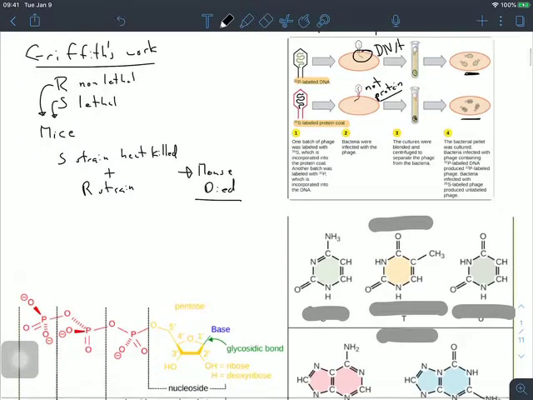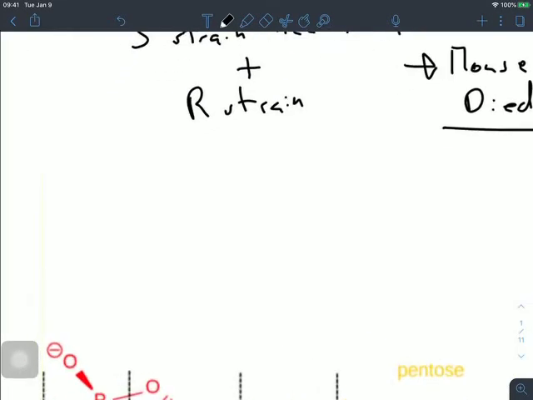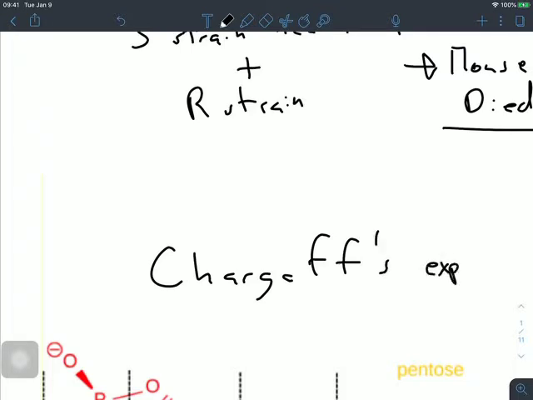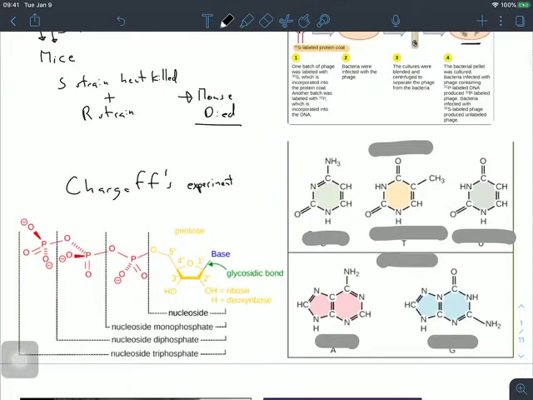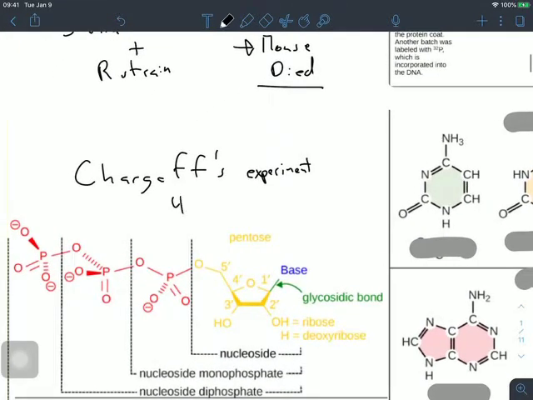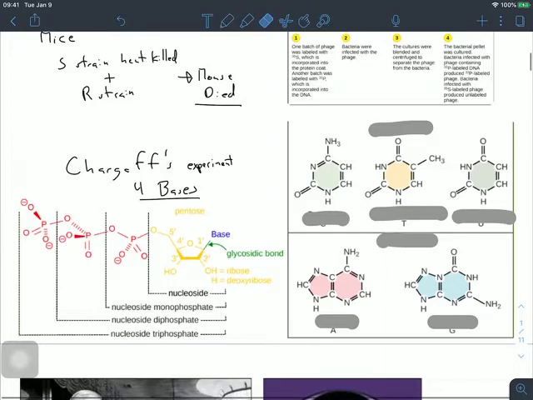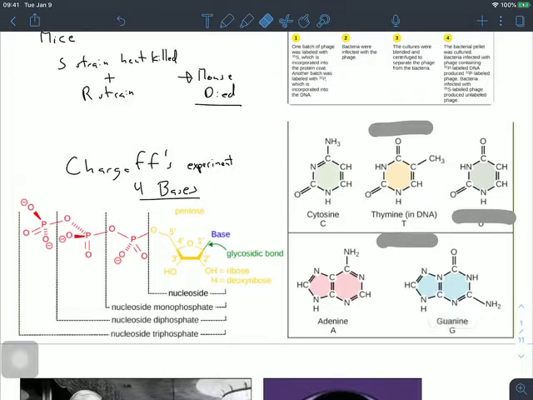Next up, in order to elucidate the structure of DNA, we had some experiments performed by Chargaff. And Chargaff's experiments were kind of looking at the composition of DNA across different organisms. And what Chargaff noticed was that there were 4 different bases in DNA. He gave those nucleotide bases names: cytosine, thymine, adenine, and guanine.